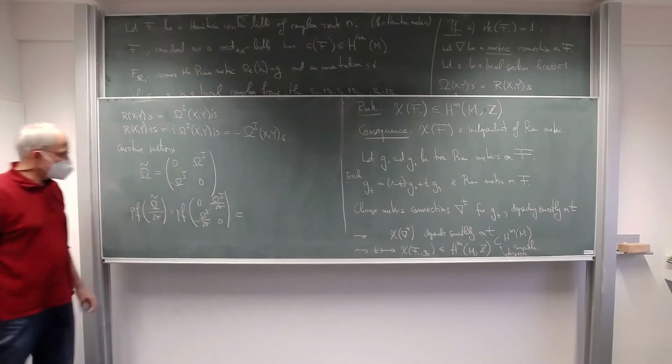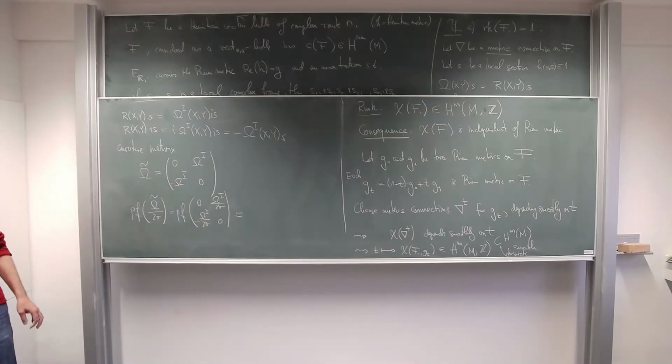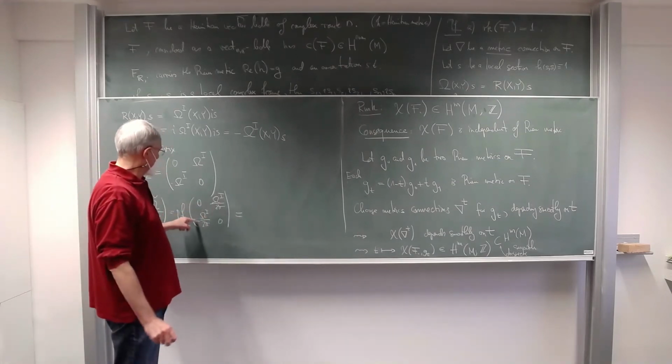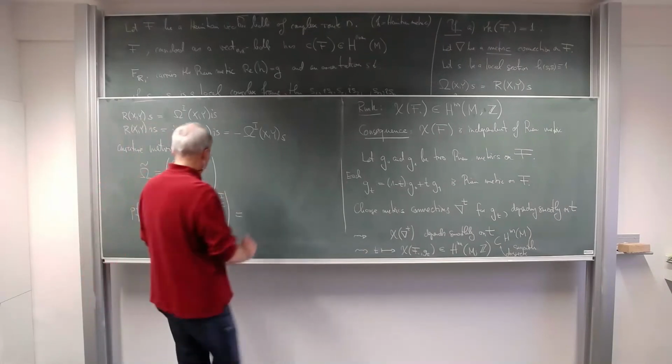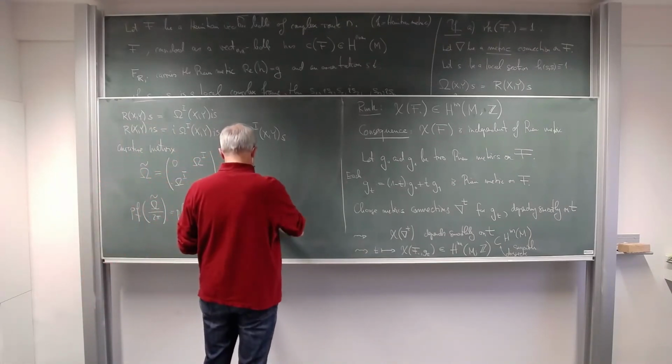And what is it? Yeah, so if I have a 2 by 2 matrix, the Pfaffian is symmetric, the Pfaffian is the right upper corner. So this is omega I over 2 pi.